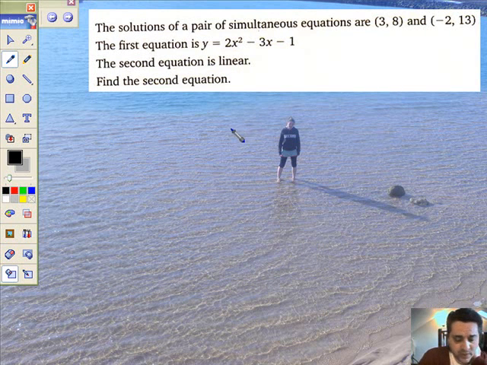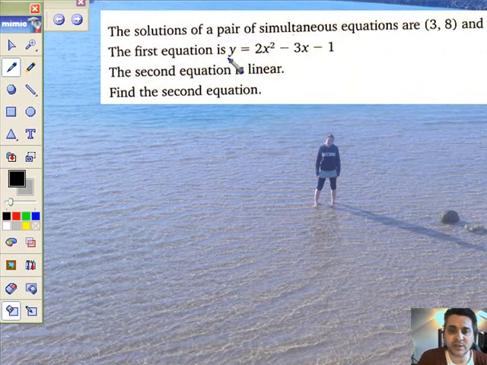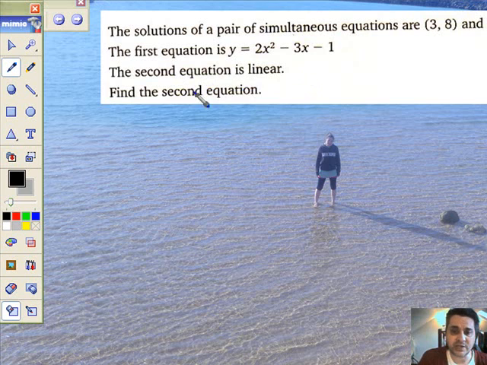Now here, we've not done one of these before. I didn't do a video on it, although there is one further back in the chapter for sure. Now, it's really crafty. A pair of simultaneous equations has solutions 3, 8 and minus 2, 13. The first equation is y equals 2x squared minus 3x minus 1. The second equation is linear. Find the second equation.